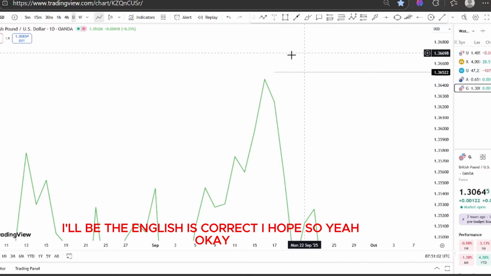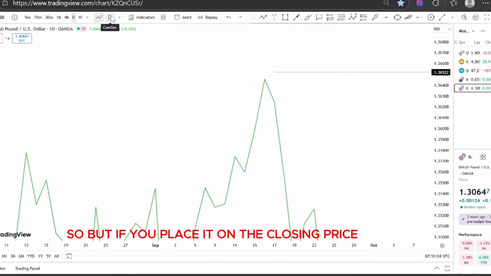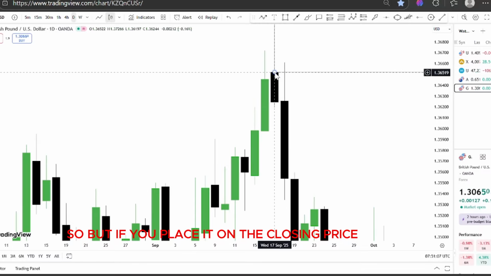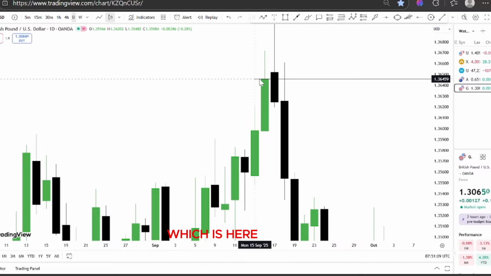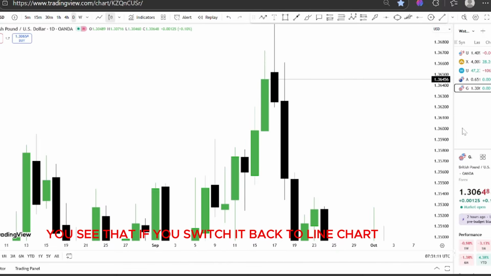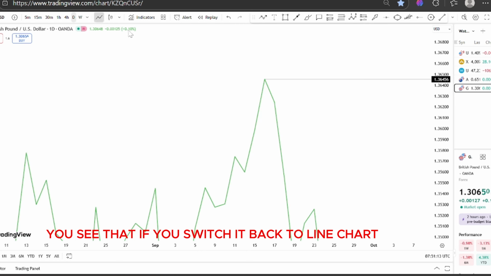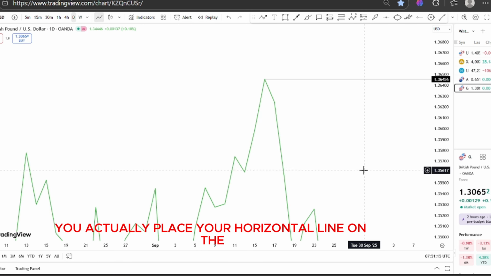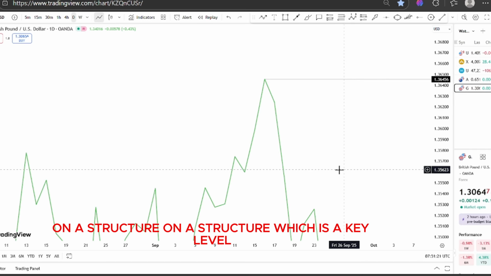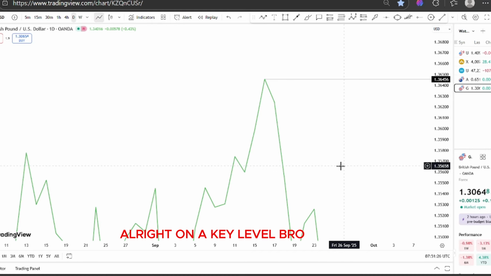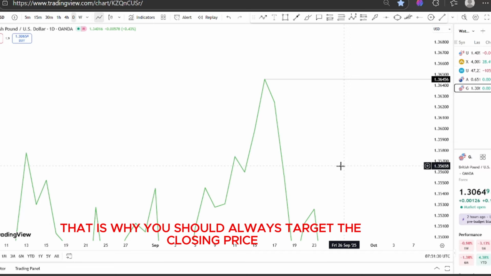Yeah. Okay. But if you place it on the closing price, which is here, you see that if you switch it back to line chart, you have something right there. You actually place your horizontal line on a structure, which is a key level. All right, on a key level. So that is why you should always target the closing price, not the opening price.